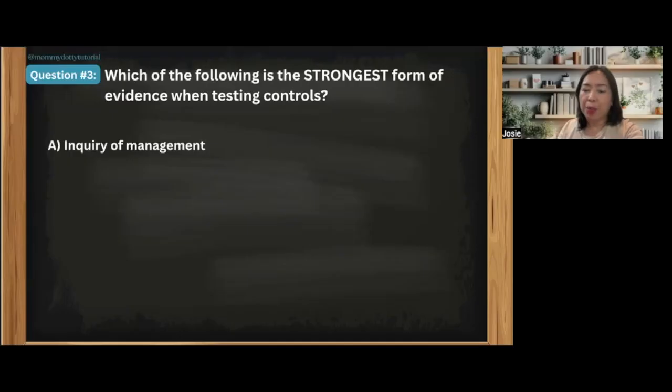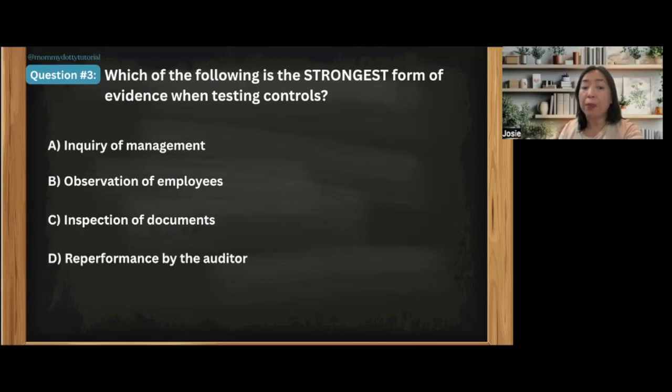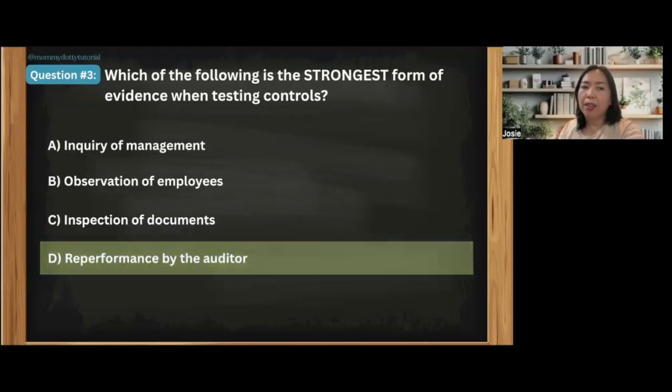A, inquiry of management. B, observation of employees. C, inspection of documents. D, re-performance by the auditor. Okay, you may pause the video to think. The correct answer is letter D, re-performance by the auditor.